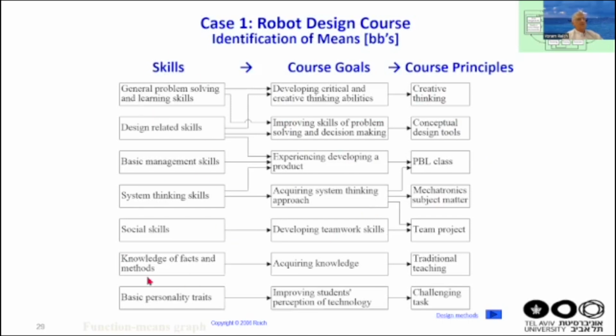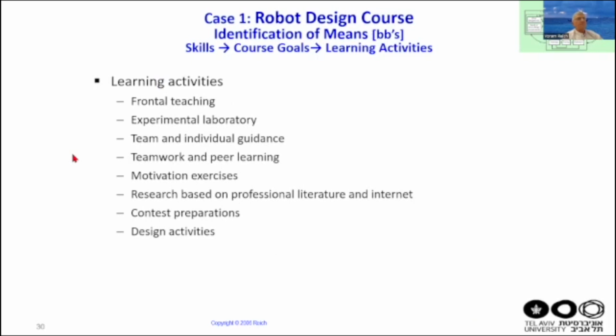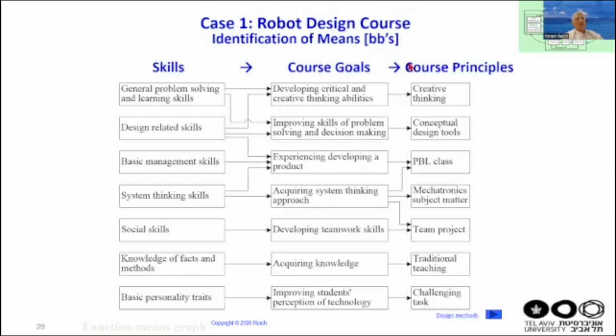Okay, so we have these skills and then course goals. This was sort of almost a direct translation. And then from those, we sort of came up with some course topics that we wanted to include in the course. These were the learning activities that we thought basically are available to us. We had to pick from them or to match them to these principles.